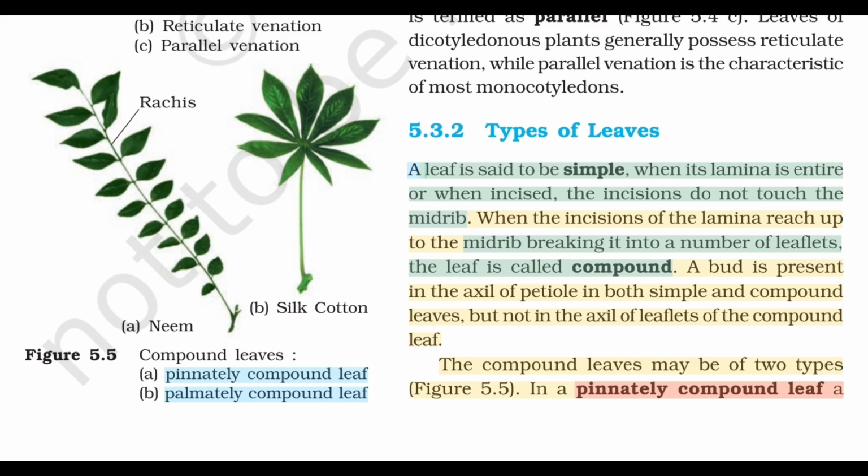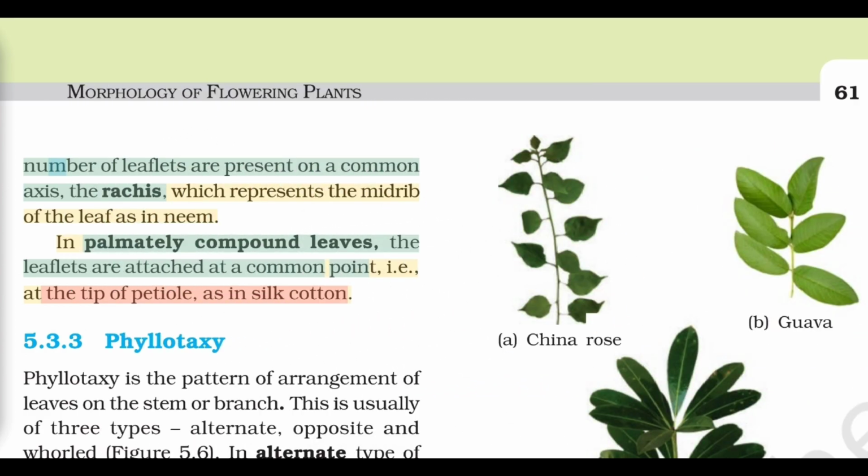The compound leaves may be of two types, figure 5.5. In a pinnately compound leaf, a number of leaflets are present on a common axis, the rachis, which represents the midrib of the leaf as in neem. In palmately compound leaves, the leaflets are attached at a common point, i.e., at the tip of petiole, as in silk cotton.